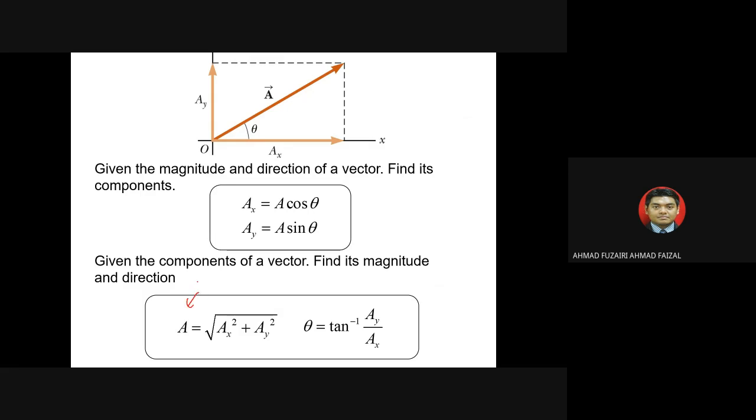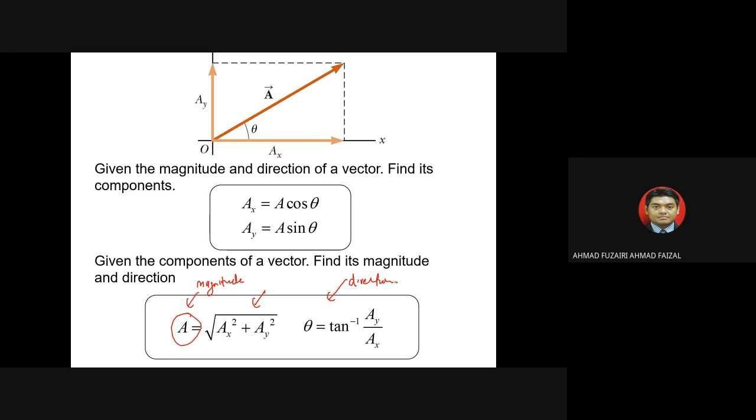This is the magnitude. Magnitude A is equivalent to AX squared plus AY squared. That is without any doubt always like this, because when we apply trigonometric functions, this is the Pythagoras theorem. So AX squared plus AY squared, you take the square root, then you get the magnitude of A. That's just the magnitude. So this is the direction.